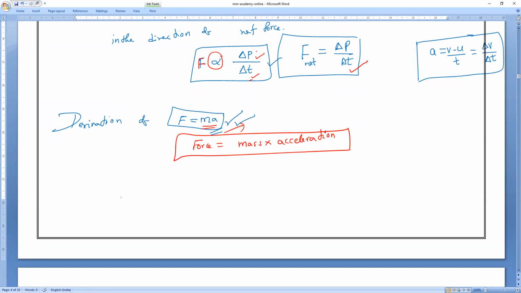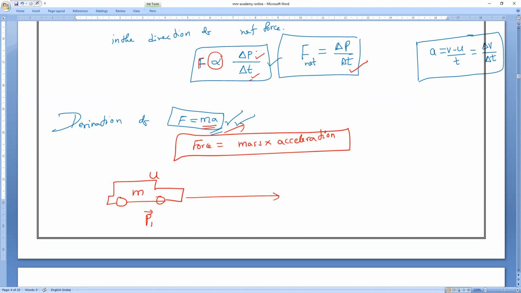Let me consider a body, a car, whose mass is m. And whose initial velocity is u. And it has an initial momentum p1. What is the initial momentum, everybody? Initial momentum is p1.